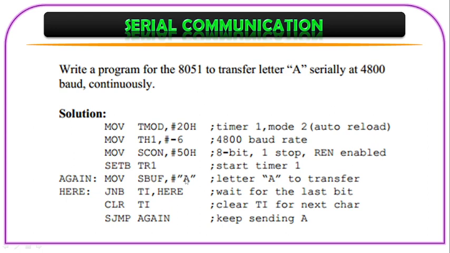And now A has to be transmitted, so move A to the SBUF register. Now the transmission has started. When the transmission is over, your transmitter interrupt flag will be set high by the 8051. So wait here. Jump if no bit, wait here until this becomes high. When this becomes high, it will come out of this, otherwise it will stay in the same line.